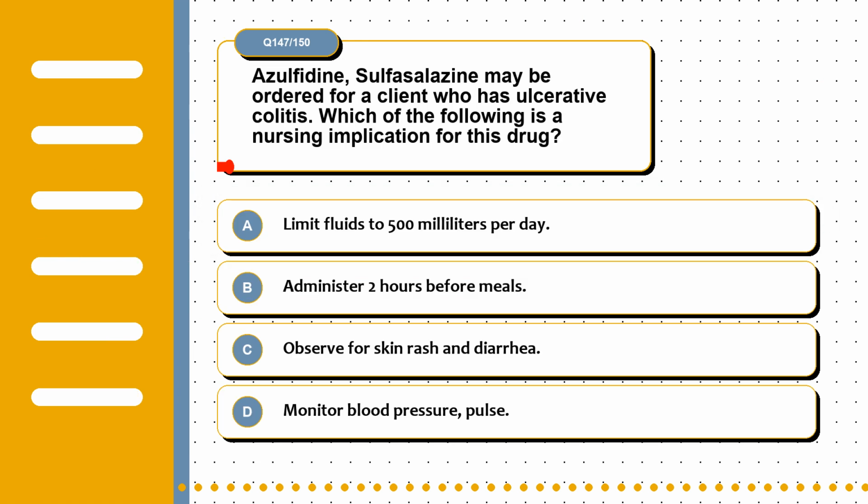Question 147. Azulfidine, sulfasalazine, may be ordered for a client who has ulcerative colitis. Which of the following is a nursing implication for this drug? Here are the options. Option A. Limit fluids to 500 milliliters per day. Option B. Administer 2 hours before meals. Option C. Observe for skin rash and diarrhea. Option D. Monitor blood pressure, pulse.